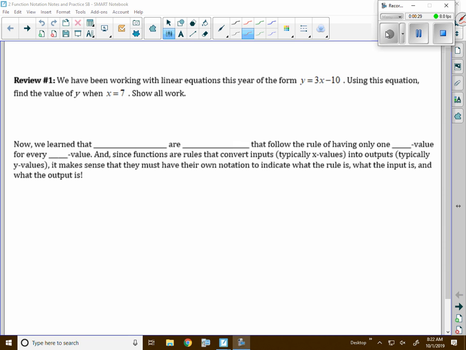So what is that telling me to do? Plug in 7 for x. So we're going to plug in 7 for x, and that will help us solve for y. What's 3 times 7? Minus 10? Yep. So y equals 11 in this case. So when they tell you what x is and say solve for y, we just plug that number in for x.